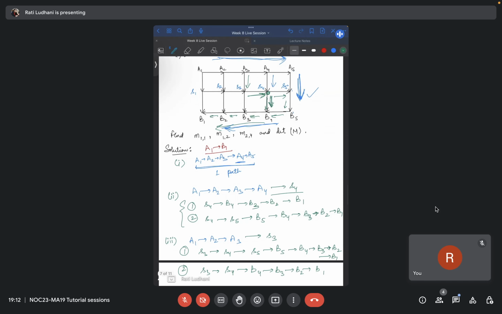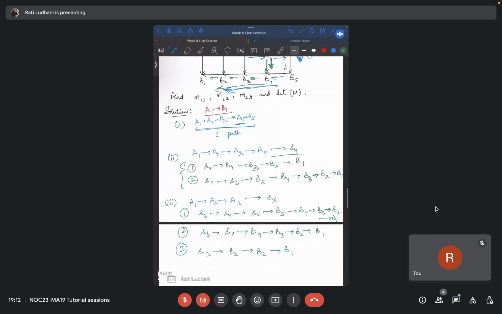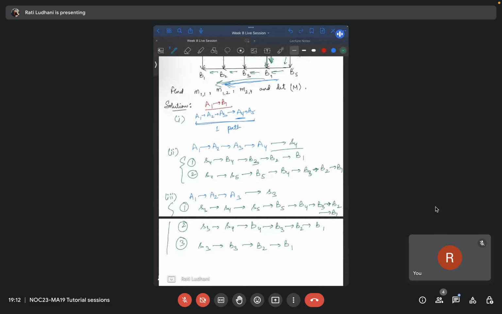What is the third one I can consider? I can consider this S3 to, so yeah, I'll go downwards directly, B3, B2, and B1. Yeah, these three we have. Okay.